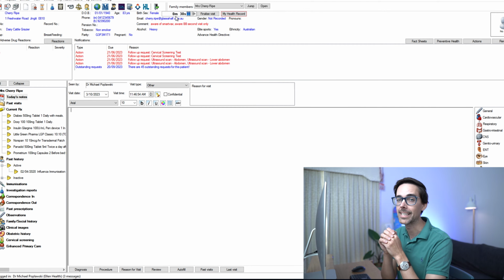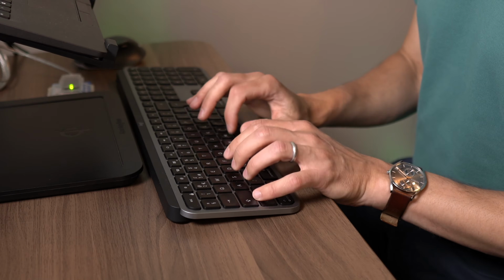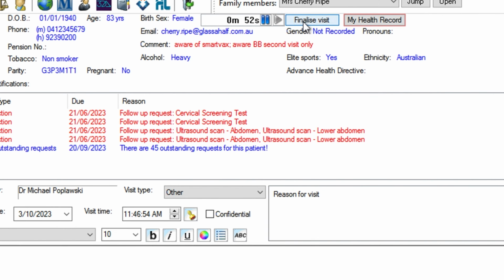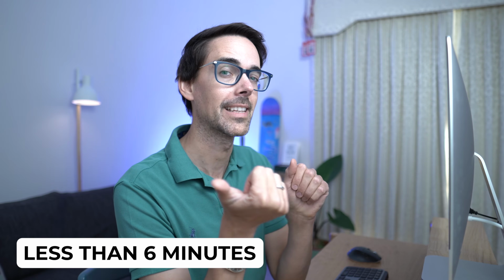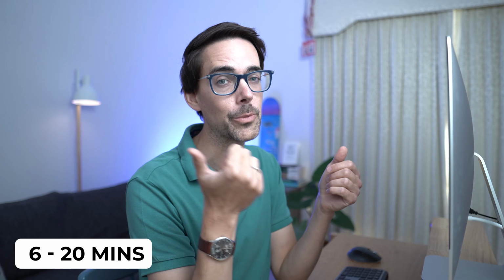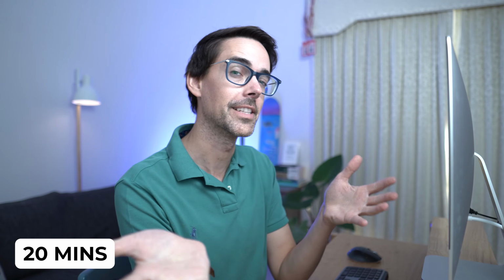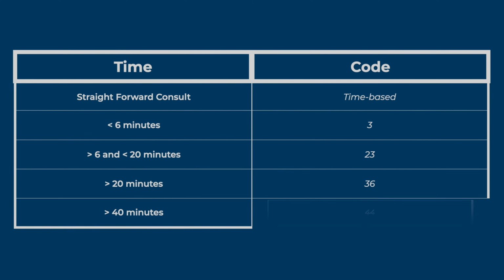And the way that you do that is you use what is called an item number. You write up your consultation and then you click on Finalize Visit. When you click on Finalize Visit, it will record what your visit length was, and you can choose a number here. Now when you're using time-based codes, there are effectively 4 time-based codes for straightforward consultations. A 3 means that the consultation was less than 6 minutes. A 23 means that the consultation was between 6 minutes and 20 minutes. A 36 means that you have spent over 20 minutes with your patient. And if you are that kind of guy, you can even use a 44, which is over 40 minutes with the patient.